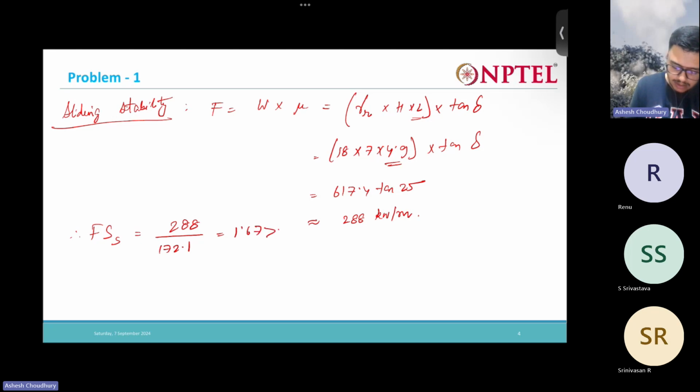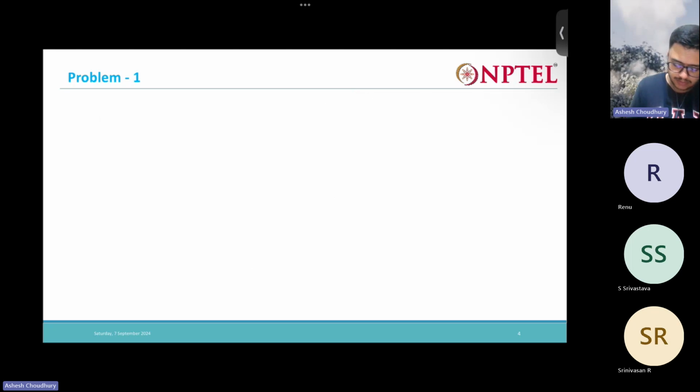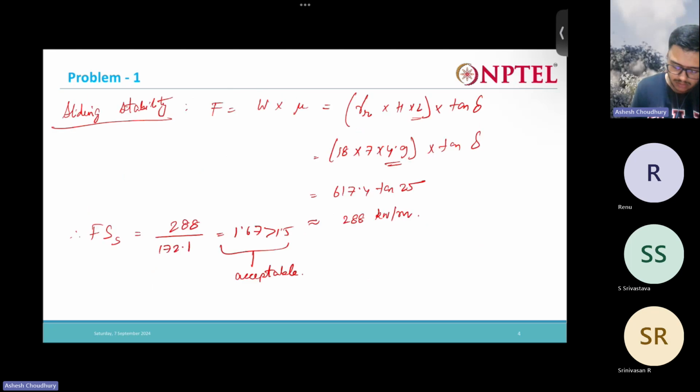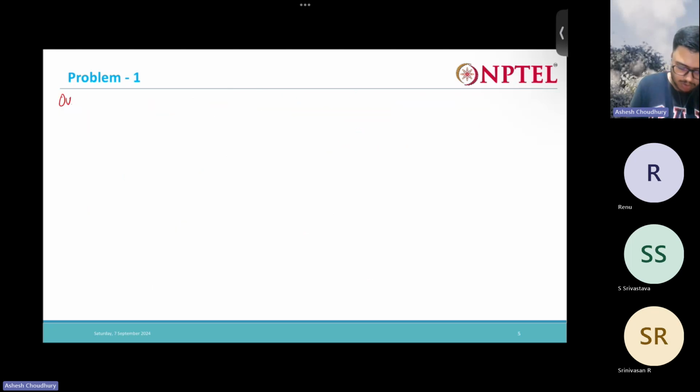1.67 is greater than 1.5, hence it is acceptable. All right, now next we have the overturning stability. So what is the stabilizing moment?